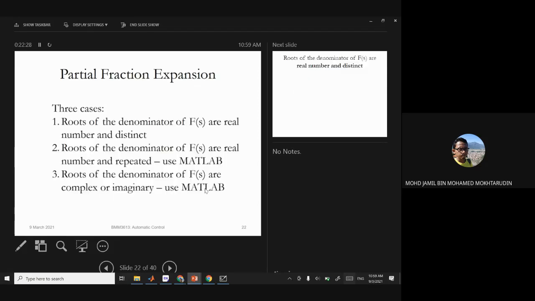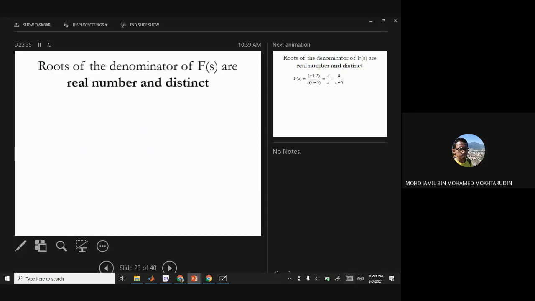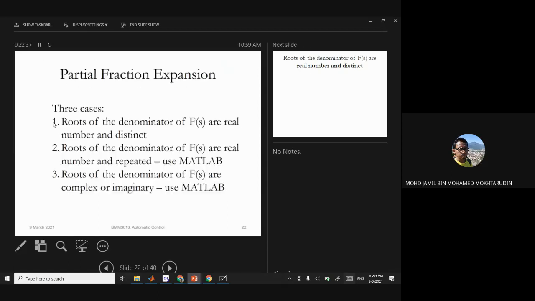Okay. So there are three cases for partial fraction. So the first case, the case that we are going to ask you in exam. Okay, so the first case. So the second and third case, we don't ask. We will use MATLAB. Okay, maybe in your project, let's say if you encounter the partial fraction. Okay, so we look at the first case only.